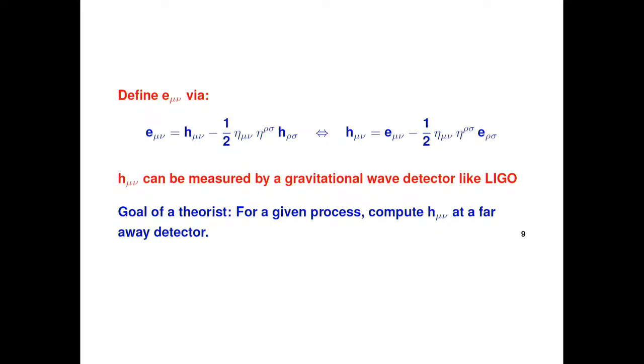And a gravitational wave detector like LIGO measures h mu nu. So, the goal of a theorist will be that for a given process we want to compute h mu nu at a far away detector. So, this is the general introduction. Now what I am going to do is summarize the results that we get, and later on I will explain how we get those results, but the first part of the talk I will take by explaining what the results are.